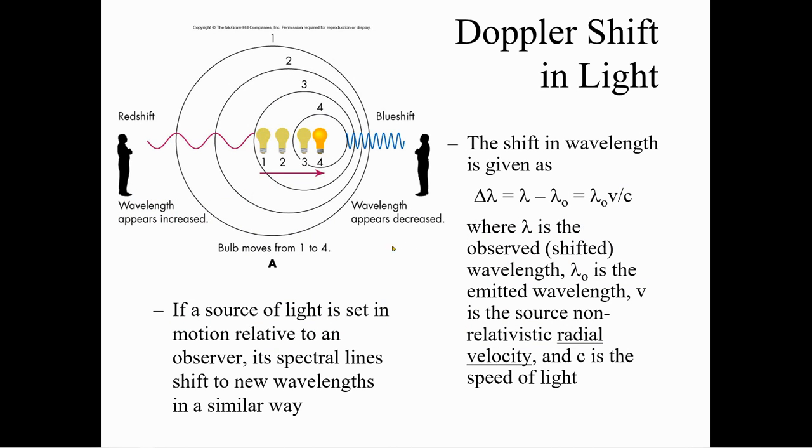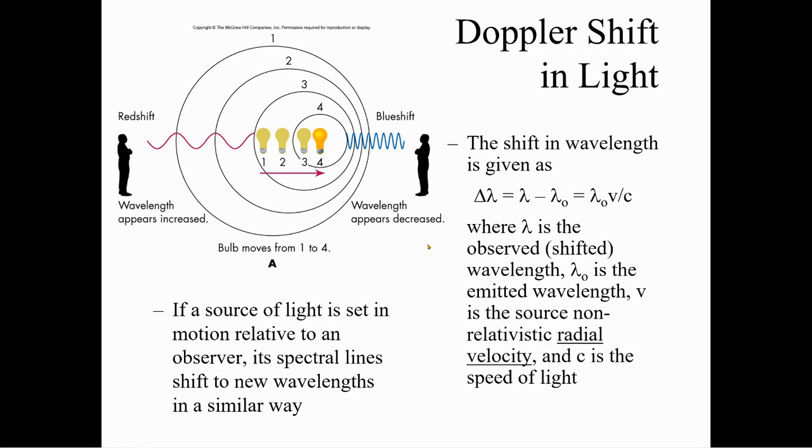The Doppler shift in light. Longer wavelengths are red. The blue shift is where it's jammed up. So with this in mind, if an object has a blue shift, we're going to think it's moving towards us, because the light waves are piling up, like the sound waves or the snow, where back here they're going to spread out. If a source of light is set in motion relative to an observer, its spectral lines shift to a new wavelength in a similar way.